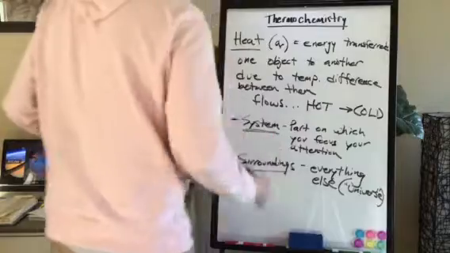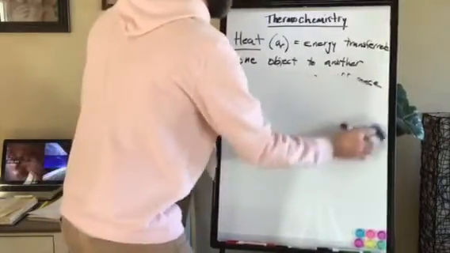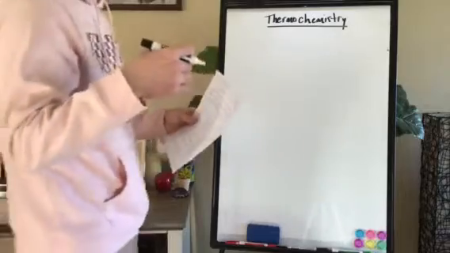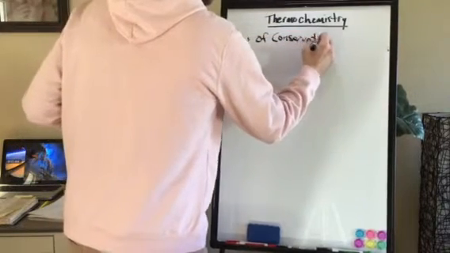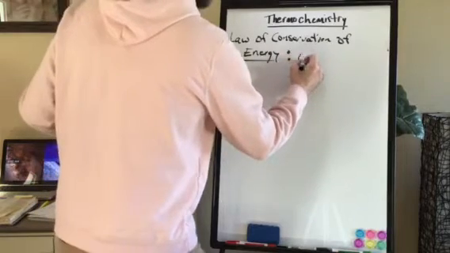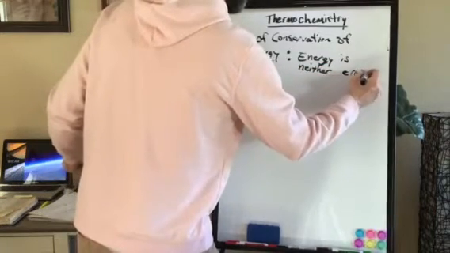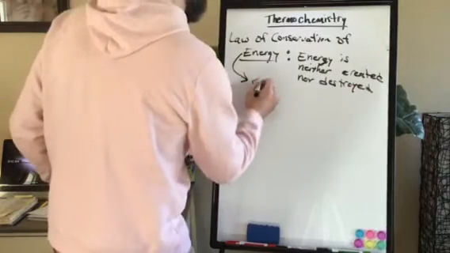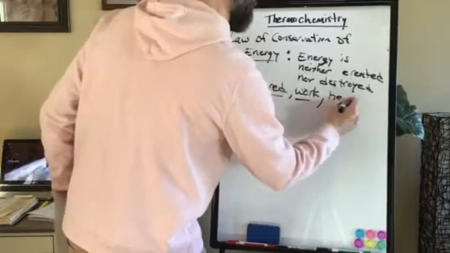All right, and then the law of conservation of energy is another thing this section talked about. It's very similar to the law of conservation of mass, matter. Energy can't be created nor destroyed. It's going to be either used as work, supplied as heat, or it will be stored. Okay, so we'll say energy is neither created nor destroyed. It's going to be either stored, used as work, or supplied as heat.